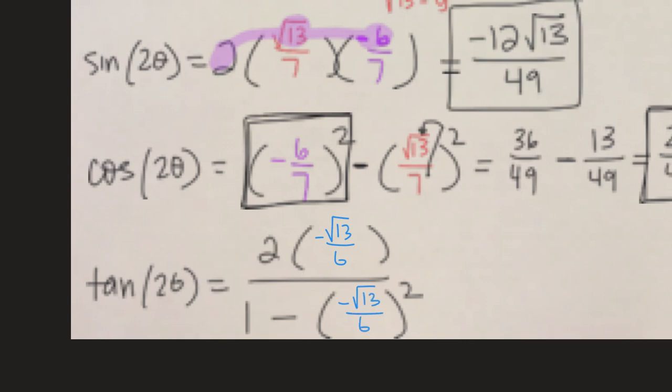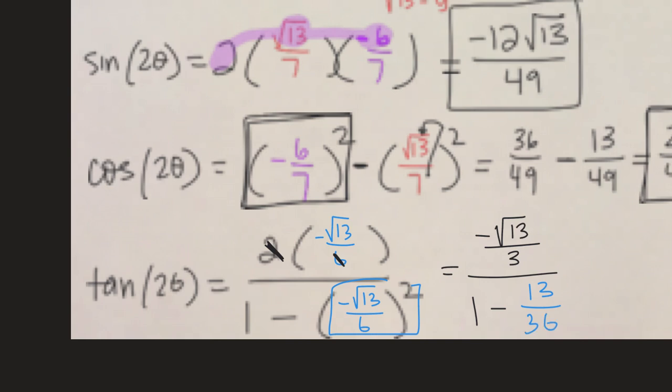Okay, so let's get to doing this multiplication. I'm just going to divide. 2 divided by 6 is root 13 over 3. And then negative root 13 over 6 squared is normal 13 over 36. Now I'm going to change this into a 36/36 so that I can actually subtract these things.